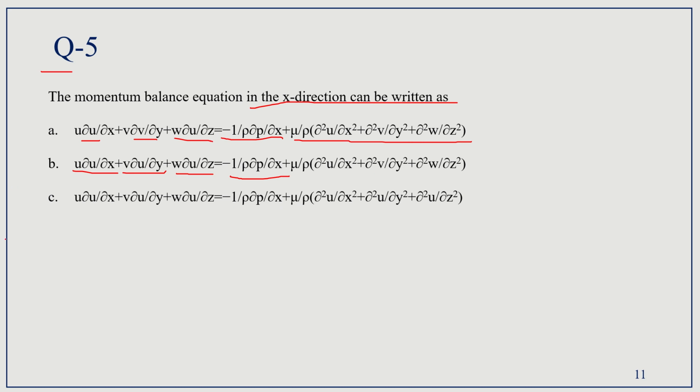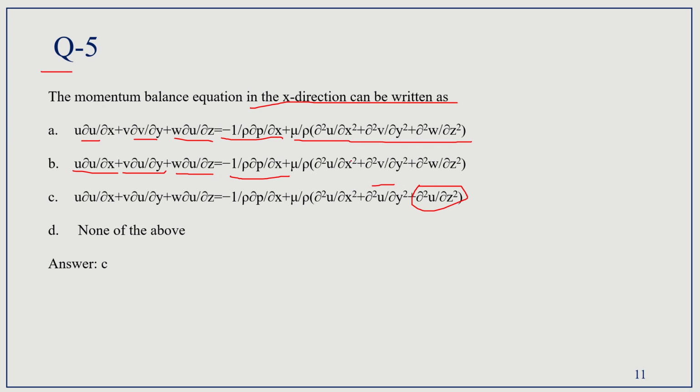And option C is u times dou u by dou x plus v times dou u by dou y plus w times dou u by dou z is equal to minus 1 by rho dou p by dou x plus mu by rho times dou square u by dou x square plus dou square u by dou y square plus dou square u by dou z square. And option D is none of the above. So option C is the right answer.